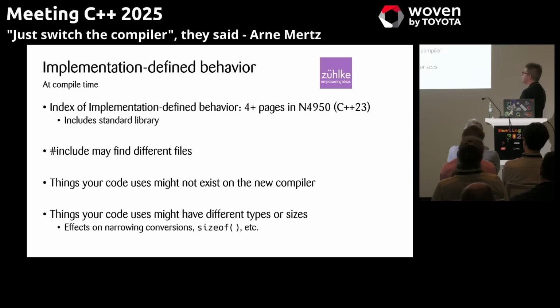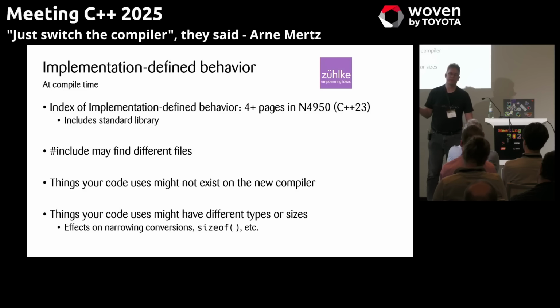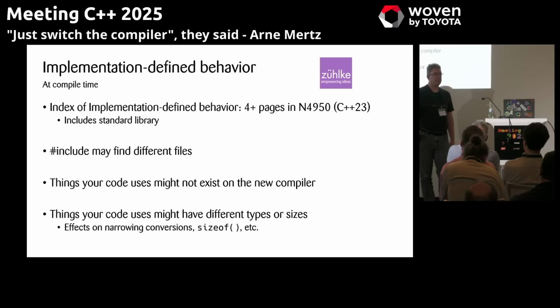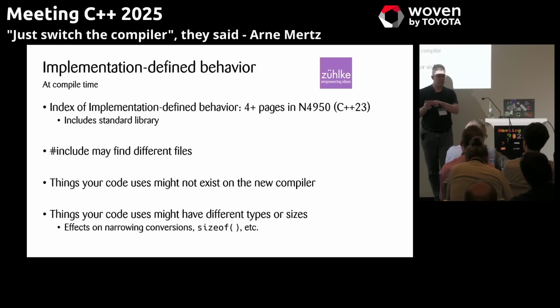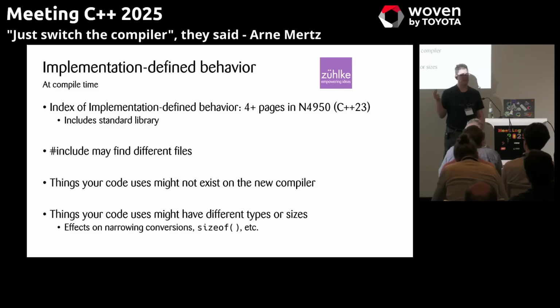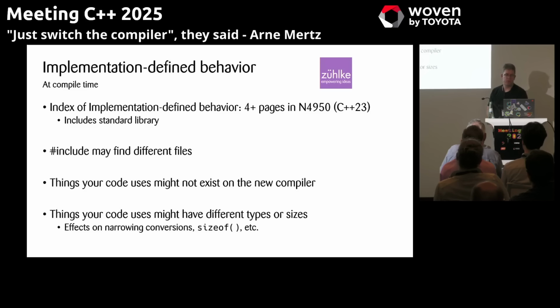Some things your code uses might not exist on the new compiler, because the standard for many things says, these are the 2 or 3 things that are in the standard, and every compiler is free to implement additional things. For example, for parallel algorithms, there are like 2 or 3 different things that can be made parallel, and the compiler may define more.